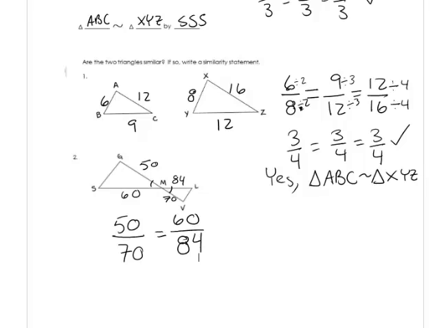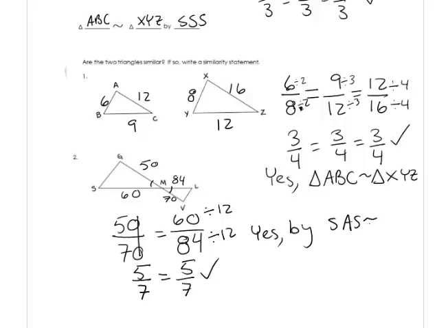Okay, one way to do it is just simplify both sides, like 50 over 70. I can cancel out 10, so I get 5 over 7. 84 and 60 are both divisible by 12. And that simplifies out to be 5 over 7 as well. So in this case, those triangles are similar. I can write the similarity statement. I'm going to write yes by side angle side similarity.